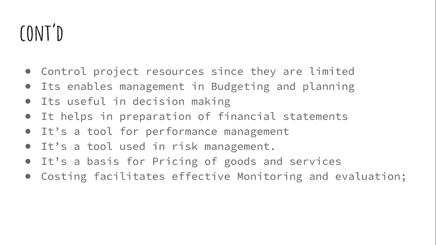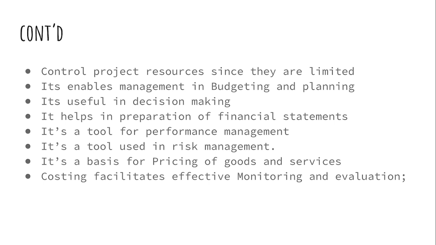So what is the role of costing in project management? One, costing helps us to control project resources since they are limited. It enables management in budgeting and planning. It is useful in decision making. It helps in preparation of financial statements. When you want to prepare financial statements, you refer to the costs that were incurred vis-a-vis the withdrawals from the bank. It's a tool for performance management.